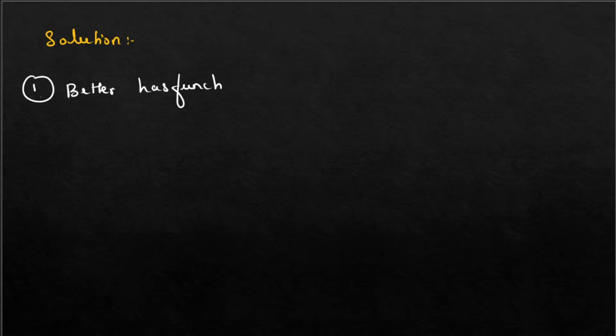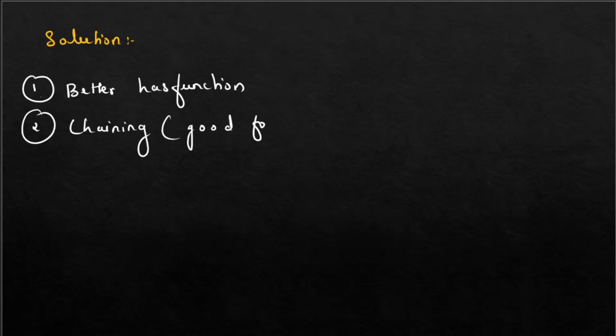So the very first solution for the collision problem is a better hash function. We want a better hash function. This is the first solution. The second solution is chaining. Okay, so good for key detection.